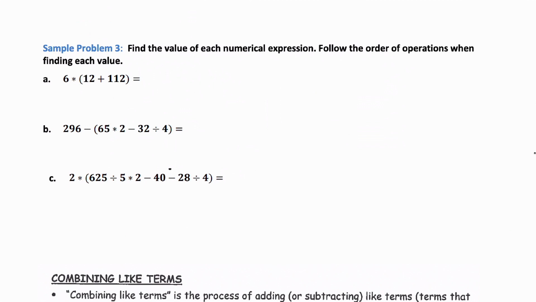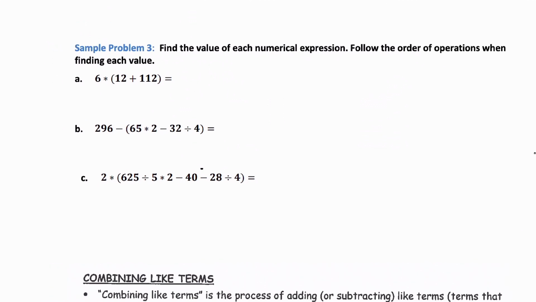Like I said, we're going to go ahead and start solving this. We're going to do PEMDAS here, and we're going to look for parentheses. I do see parentheses. The parentheses are right here. So now I have to ask myself, is there anything that I need to do inside the parentheses? And the answer is yes. They're telling me I need to add the 12 and the 112. So I'm going to go ahead and add them.